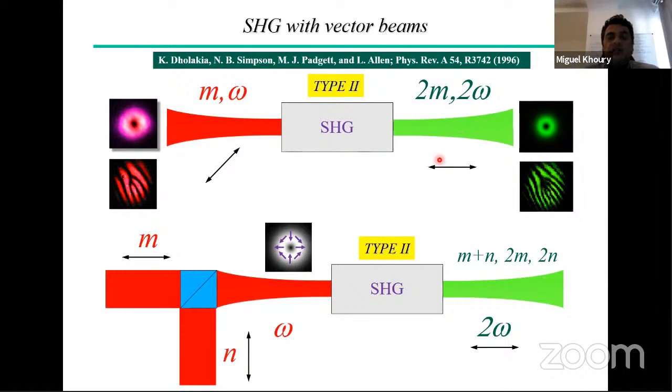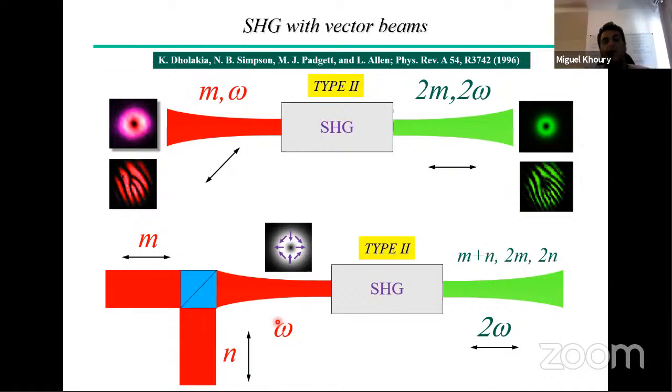Then a natural question is, okay, but what happens if we prepare what would be a vector beam after all? Because we can, for example, in these two linear components, horizontal and vertical, imprint independent topological charges and combine them on a polarizing beam splitter and send them to the second harmonic generation. So the first thing that we did was, obviously, in this case, to produce the direct addition of the incoming topological charges, okay, M plus N.